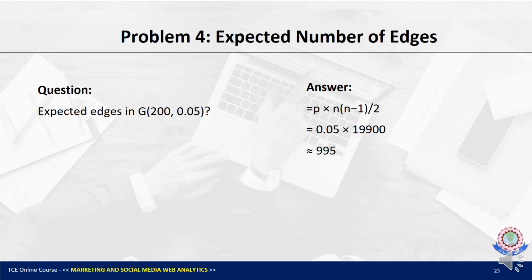The next problem is relevant to expected number of edges. Now we are calculating expected edges, not degree. The formula for calculating the expected edges is P into n into (n minus 1) divided by 2. Let's compute n into (n minus 1) divided by 2. So 200 into 199 divided by 2. The answer we get is 19,900. Then expected edges equal 0.05 into 19,900, so 995. So with a 5% edge probability, we expect around 995 edges.